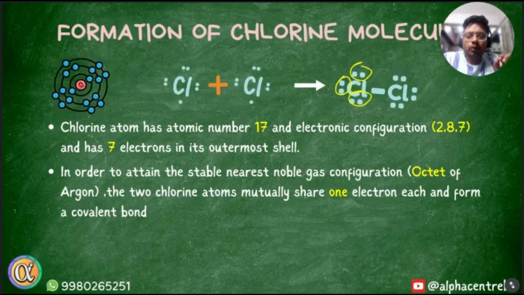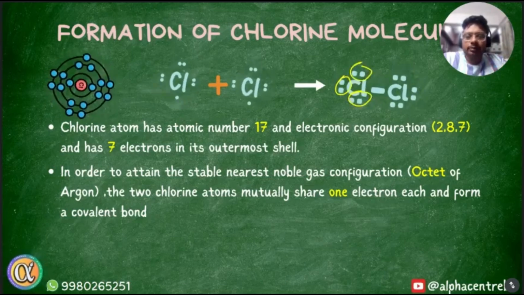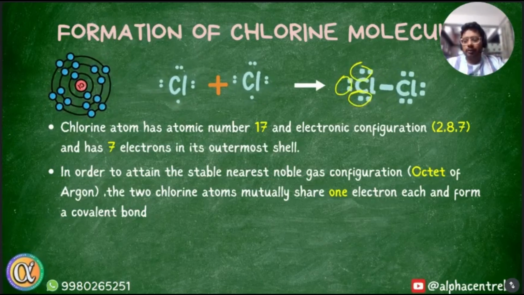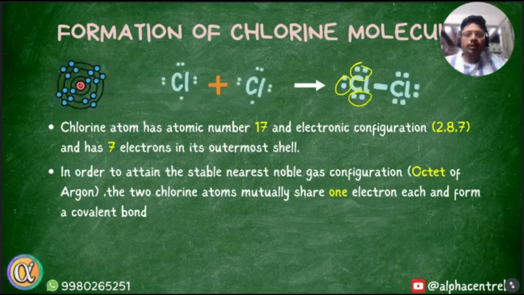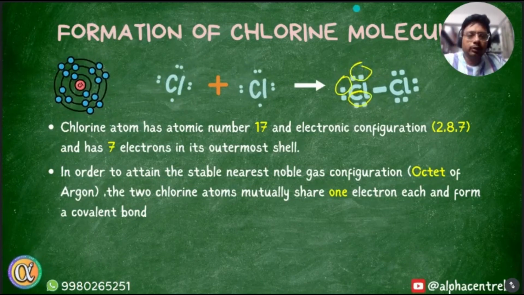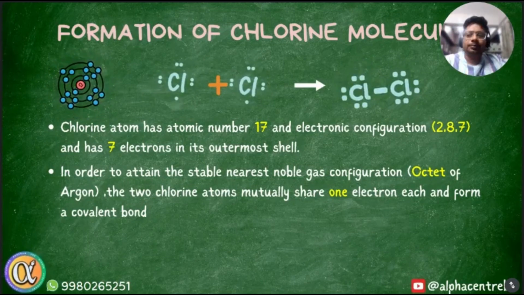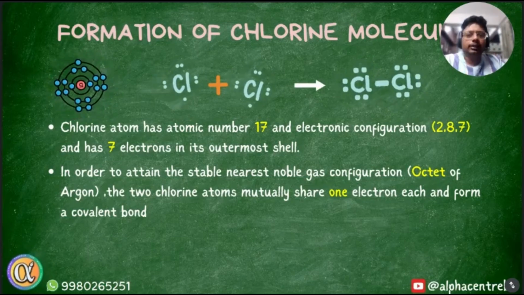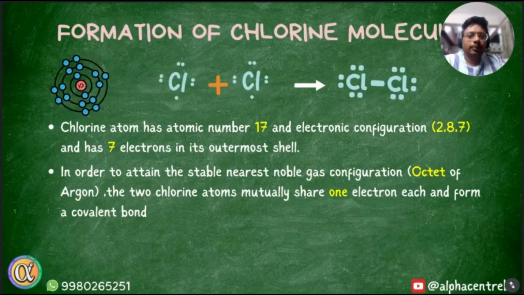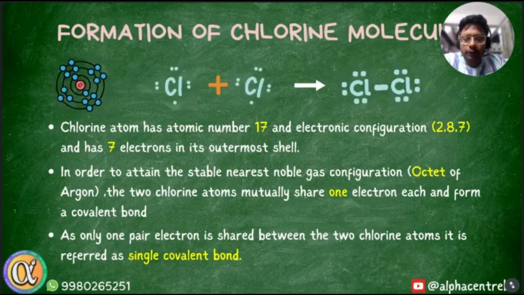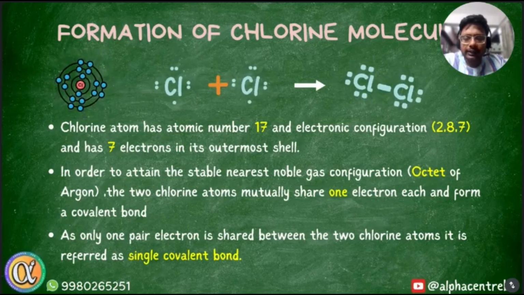Okay. And therefore, what is the nature of the bond between the two chlorine atoms? Is it single covalent or double covalent or triple covalent? Single. It's just a single covalent bond because only one pair of electrons is getting shared. Only one pair of electrons is shared between the two chlorine atoms. It is referred to as a single covalent bond.